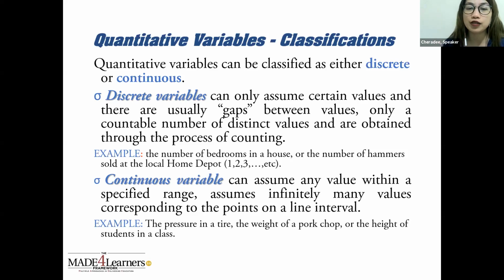So discrete variables are variables with having gaps. All right? So for example, the number of bedrooms in a house. So 5. You don't say 5.4 bedrooms. All right? The number of hammers sold at a local Home Depot. So those are examples of discrete variables. Okay?